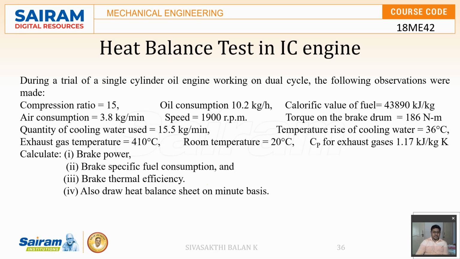And the exhaust air temperature is 410 degrees centigrade. Room temperature is 20 degrees centigrade, and the Cp value for exhaust gas is considered as 1.17 kilojoules per kilogram Kelvin. They ask us to calculate the brake power, brake specific fuel consumption, and brake thermal efficiency, and also draw the heat balance sheet on a minute basis.